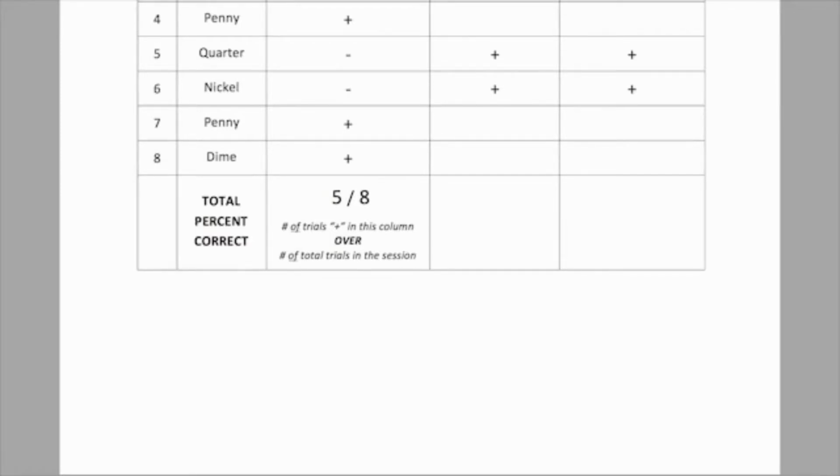To get the percent correct for this session, just divide the top number by the bottom number and multiply by 100. That turns out to be 62.5%. Because we took data, we know exactly how Joey did on this task. Joey was able to make the correct response on 5 out of 8 trials, or 62.5% for the session.